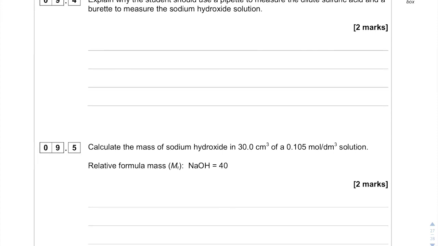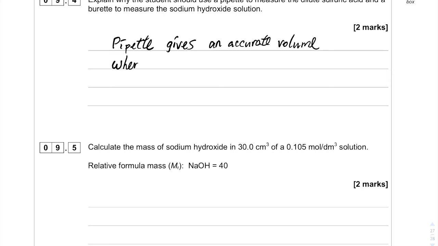Explain why the student should use a pipette to measure dilute sulfuric acid and a burette to measure sodium hydroxide. So pipette gives an accurate volume, whereas burette gives a variable volume.